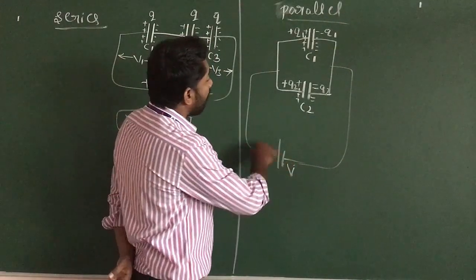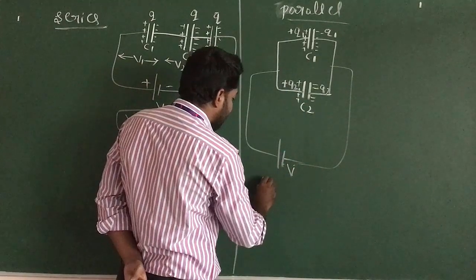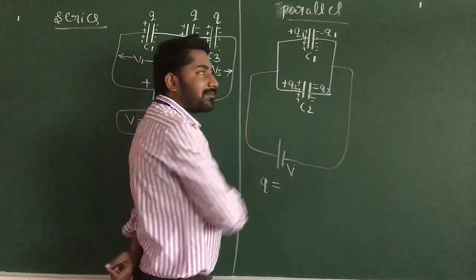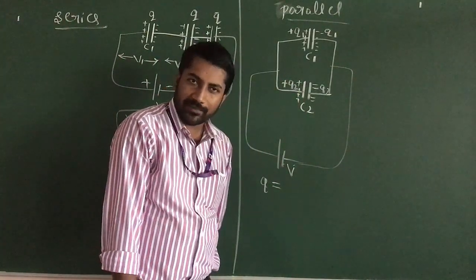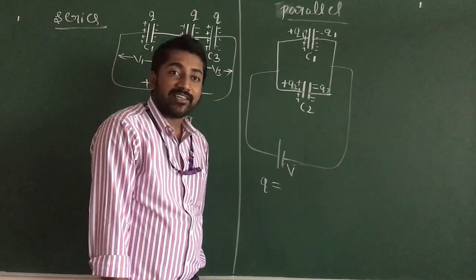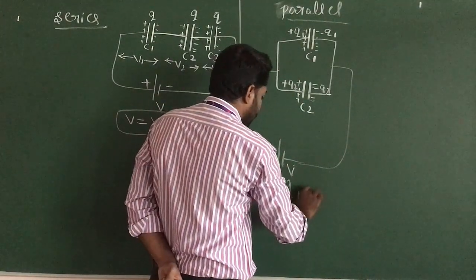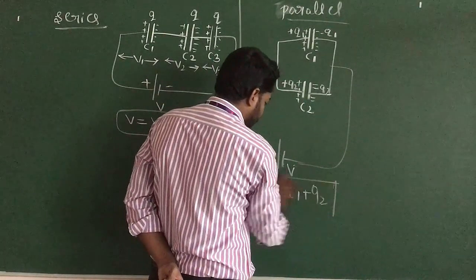the total charge of this combination, that is Q, is equal to the sum of the charges of each capacitor, that is Q is equal to Q1 plus Q2.